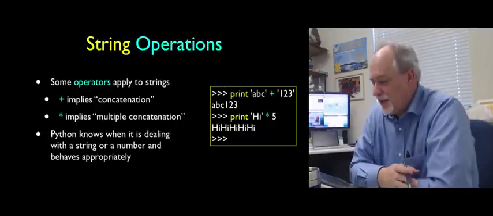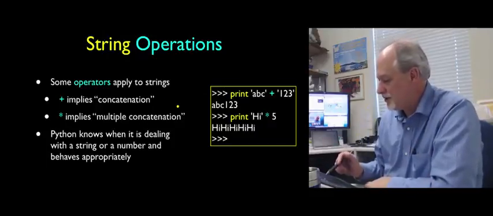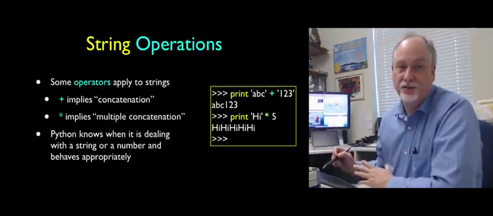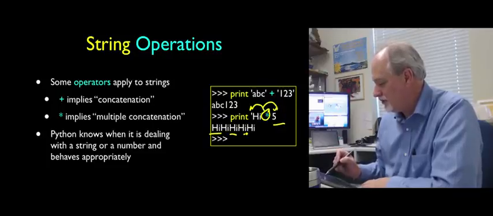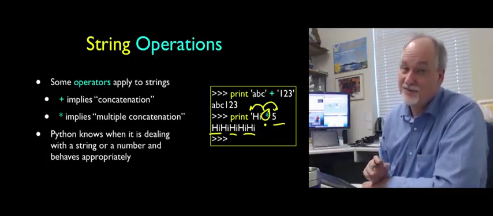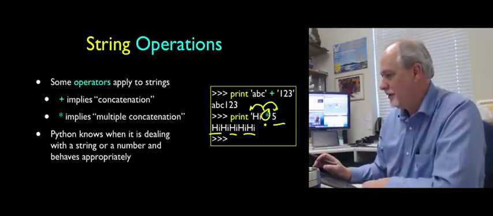So some operators apply to strings. We've already talked about plus. It's kind of silly, although useful in places. You can actually multiply strings, where the asterisk looks and says I got a string and an integer, and it prints out the string 5 times. Not a lot of use for that.